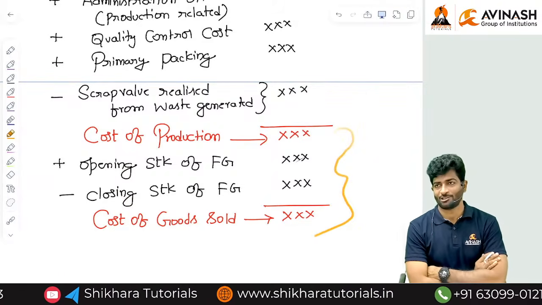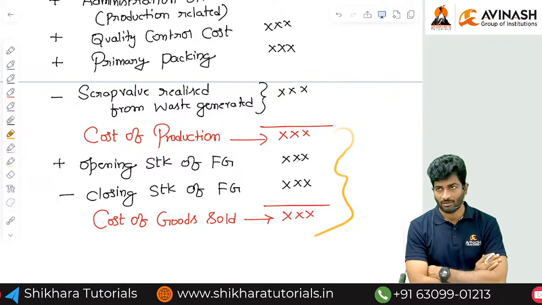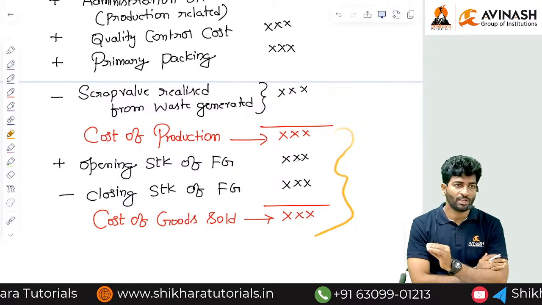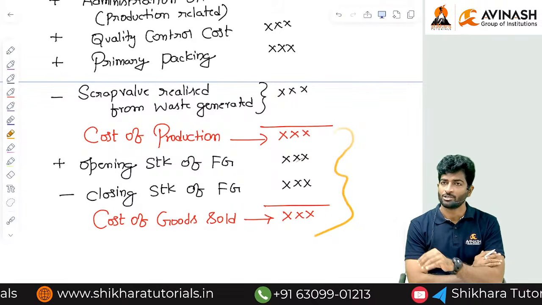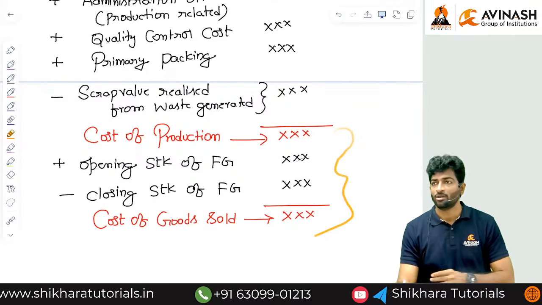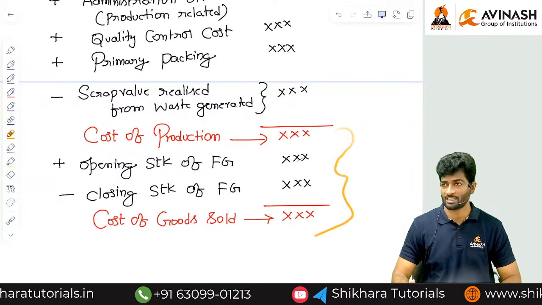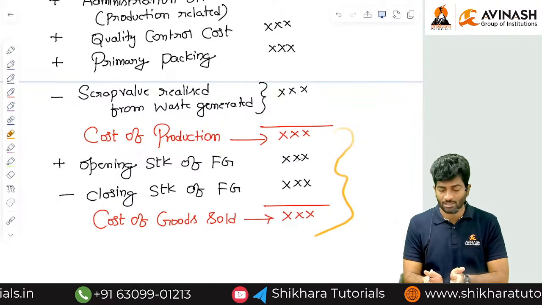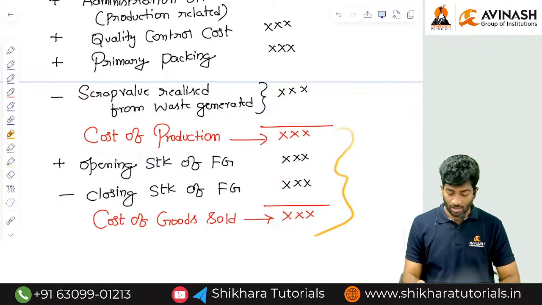We have some opening stock of finished goods. Last year closing stock is nothing but opening stock of finished goods for the current period. And newly in this period, we have undergone some production, and that is cost of production. So this is the total cost of goods available for sale: opening stock plus cost of production. Both these put together are known as cost of goods available for sale. Out of that, at the end of the period, you have only this much amount of closing stock. Means balance is sold. Balance is cost of goods sold.